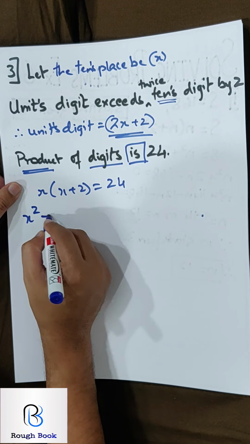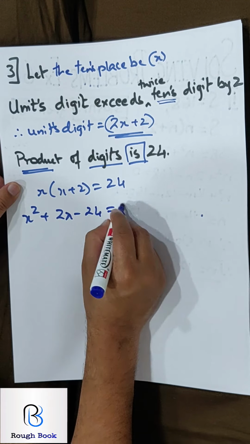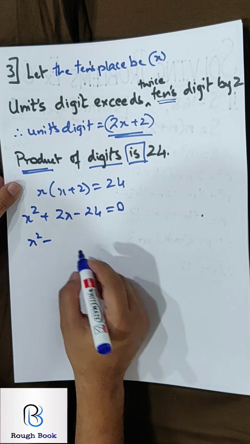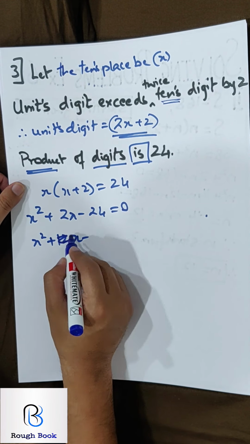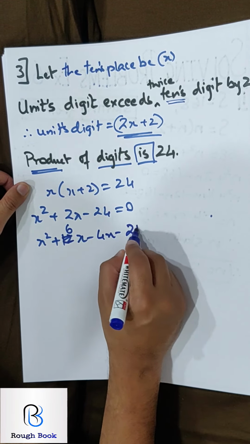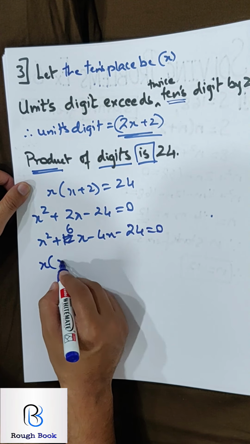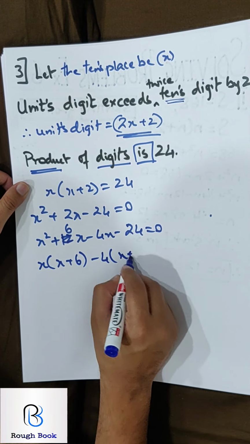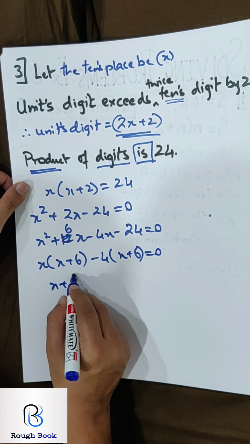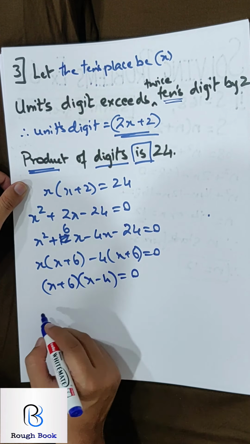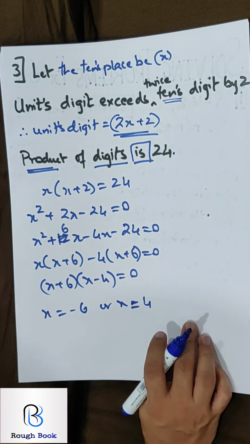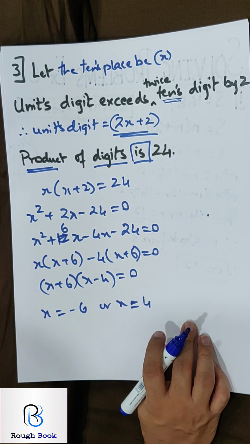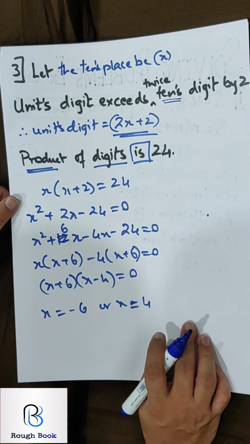Come on, solve it. So I'll get x squared plus 2x minus 24 equals 0. So for 24 it will be 12 and 2. Sorry, 12 2s, so it will be 6 and 4. So x squared plus 6x minus 4x minus 24 equals 0. So I'll get x(x plus 6) minus 4(x plus 6). So (x plus 6)(x minus 4) equals 0. So x becomes minus 6 or x becomes 4. Let's look at the conditions. The product of a 2-digit number, if the units digit whatever, find the number.